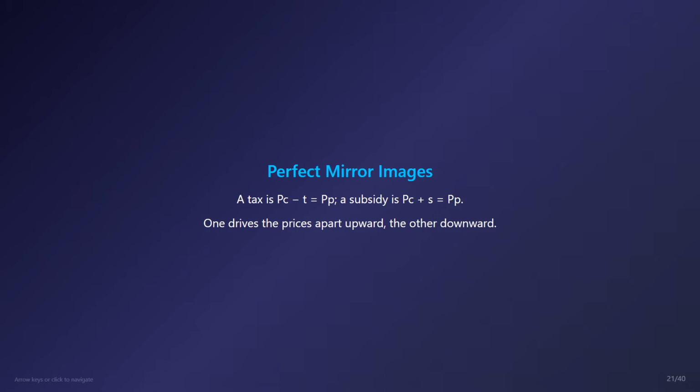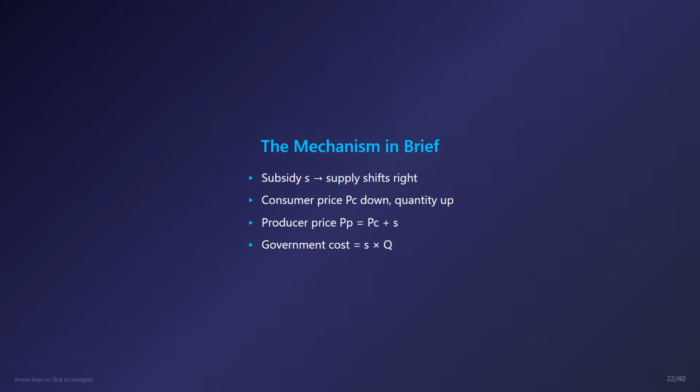A tax gives PC minus T equals PP, with the producer below the consumer. A subsidy gives PC plus S equals PP, with the producer above. One drives the two prices apart upward, the other downward. Let's state the mechanism in brief.